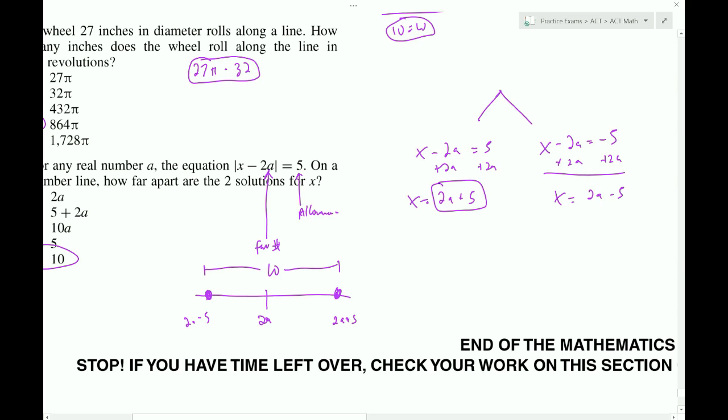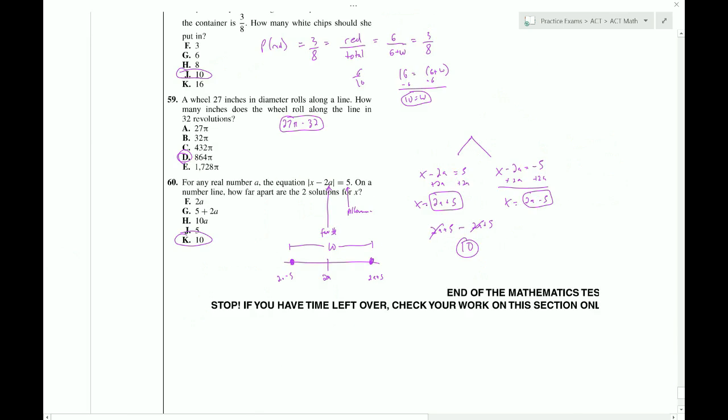So these are your two solutions for x, and then to find the distance between them, you have to take their difference. So minus 2a minus 5, and then when you distribute that minus sign, let me just do this more carefully. So you have 2a plus 5 minus 2a minus 5. Distribute that minus, and you get minus 2a plus 5. And then the 2a's will cancel, and 5 and 5 is 10, right? So that's another way you can do that problem.